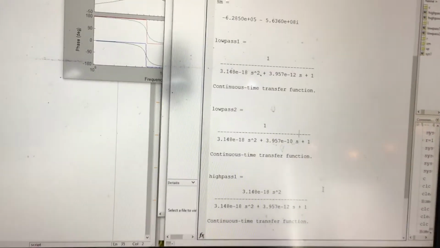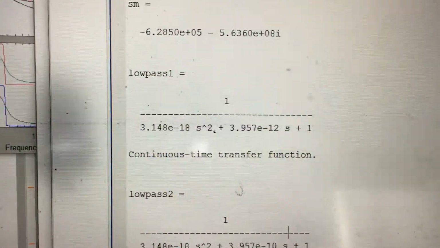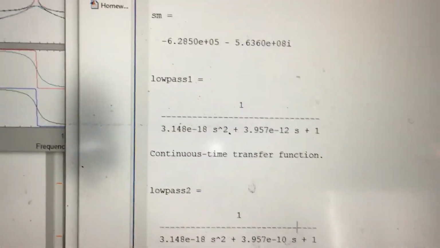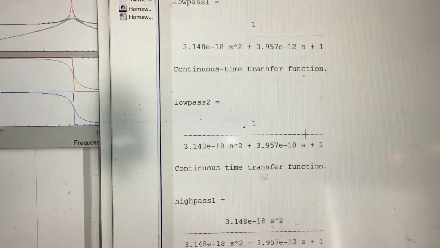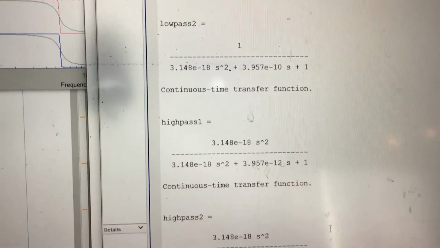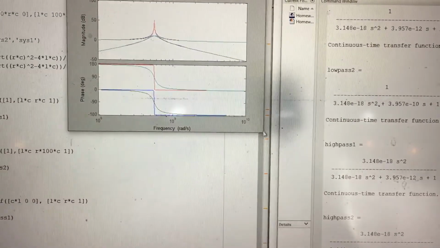So, here's what I got for my low pass filter. Sets of variables already solved for. I used the same variables as before, and then here's the high pass. So I plotted those, and it looks like this. I think it's bigger.